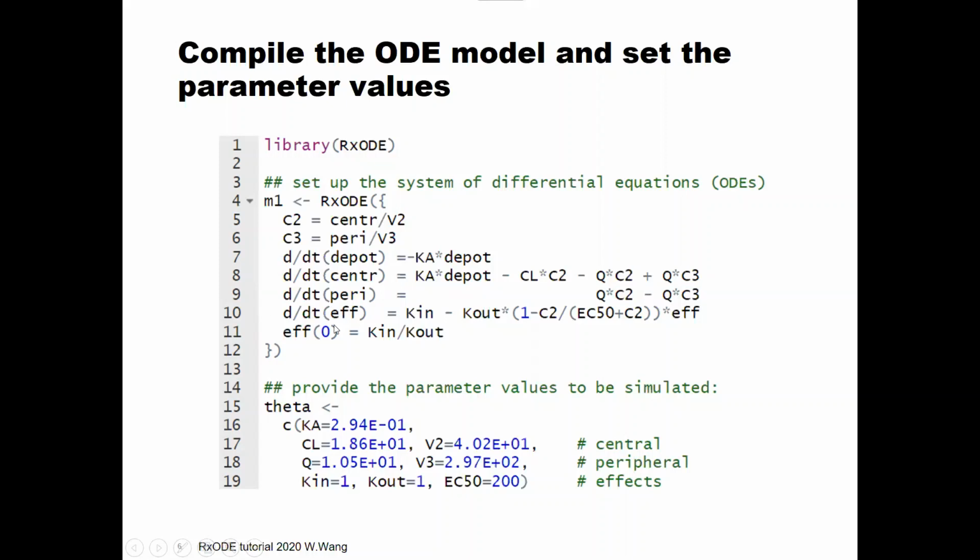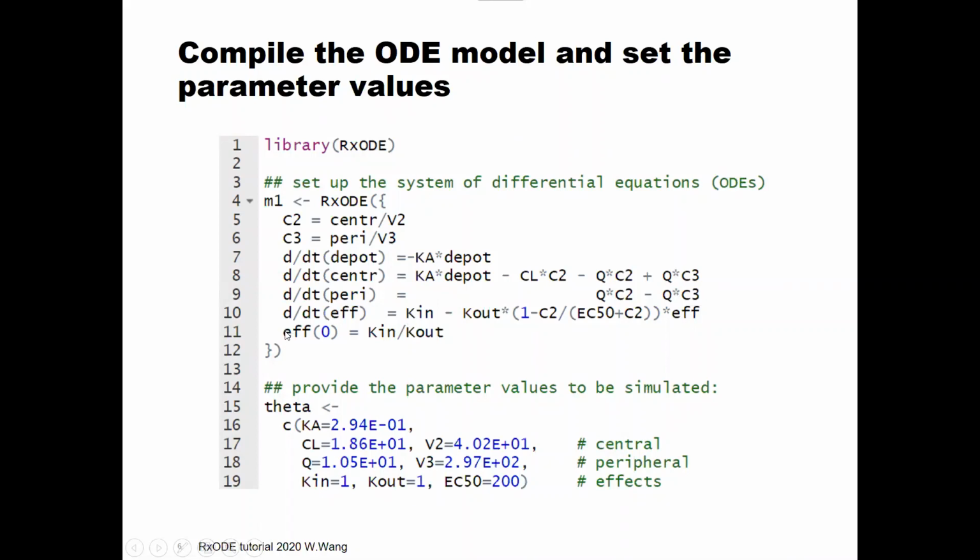So you can see these 4 derivatives are a series of assignments. I also defined a couple of derived variables. C2 is equal to the amount in center over V2. And C3 is equal to the amount in the peripheral compartment over the volume V3. Here, V2 and V3 are referenced but never defined. Therefore, RxODE would assume that V2 and V3 are parameters to be defined later.